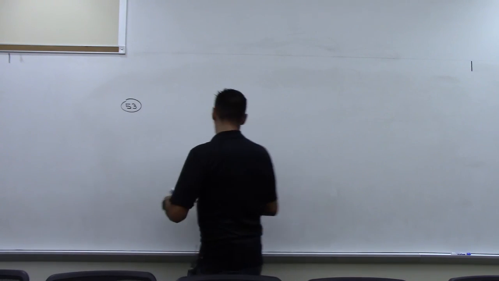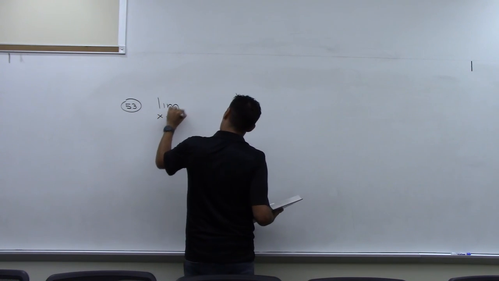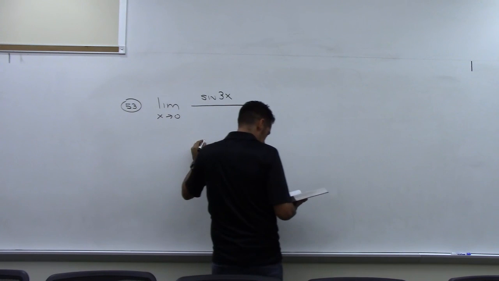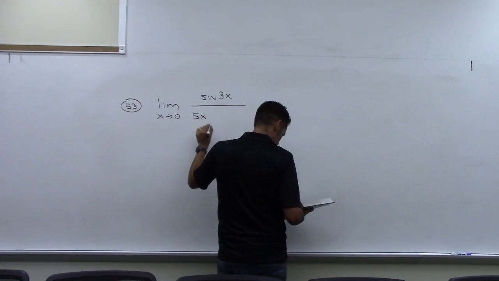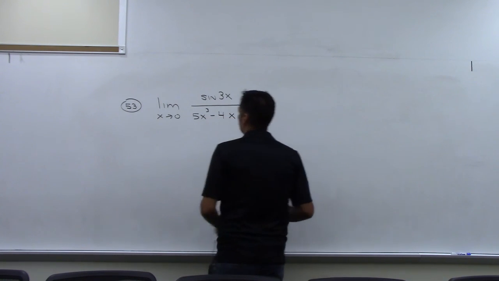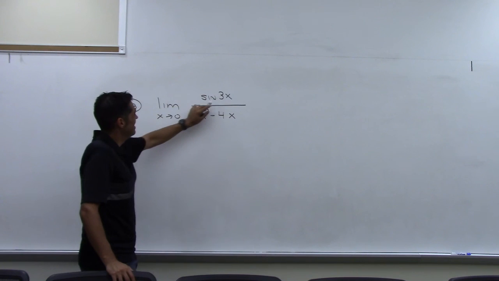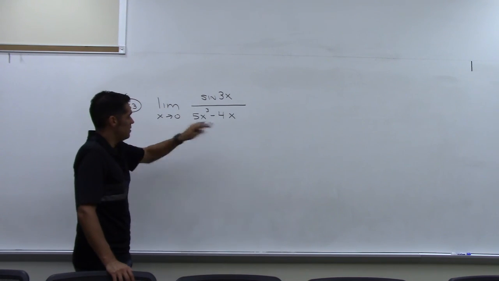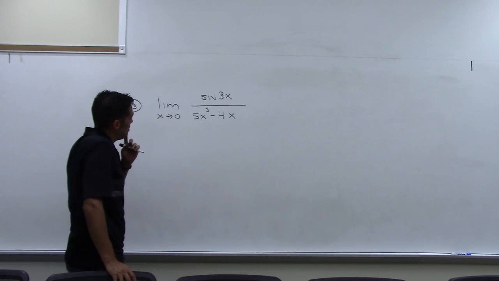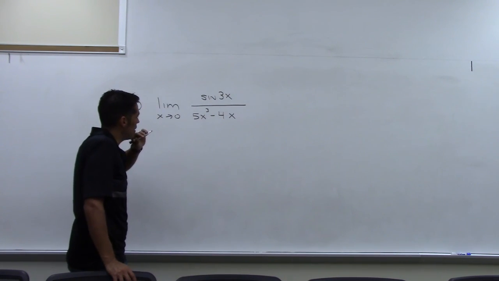Sine 3x, limit x goes to 0 of sine 3x over 5x cubed minus 4x. Wow, okay, so let's let x go to 0. That's 0 on top, and then it's obviously 0 on the bottom, so we have a problem. Do you remember this whole thing about if we could get sine of junk over junk, it would work?